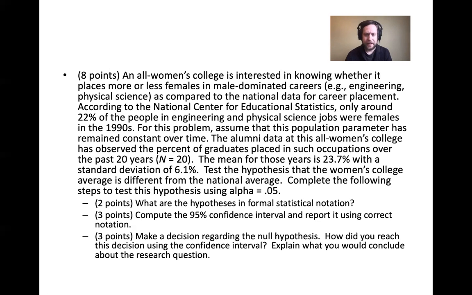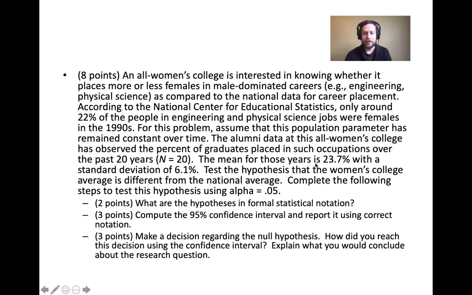Okay, so anyway, the alumni data at this all-women's college has observed the percent of graduates placed in such occupations over the past 20 years. In this study, they're counting each year as a participant. So there's 20 years, and this is a sample of percentages of women in certain careers over 20 years. So the sample size is basically 20, the percentage of women in certain careers for each year for 20 years. So it's considered a sample size N equals 20.